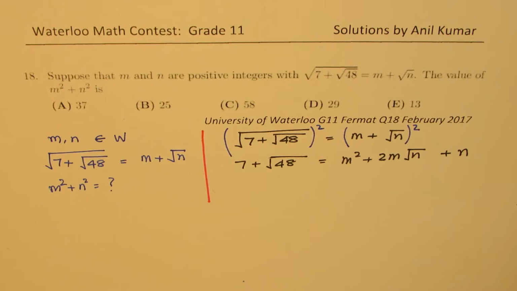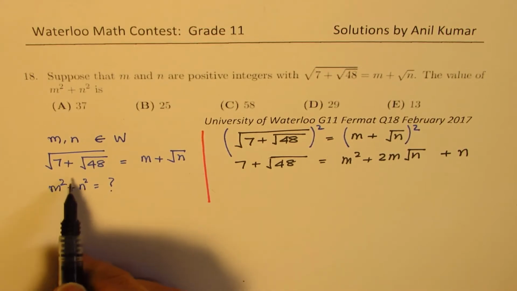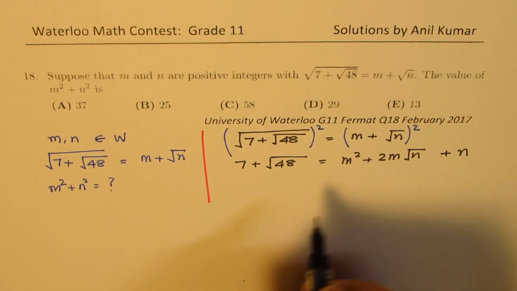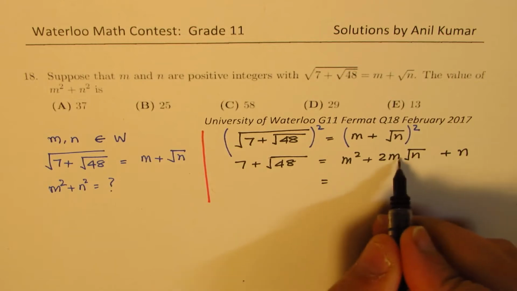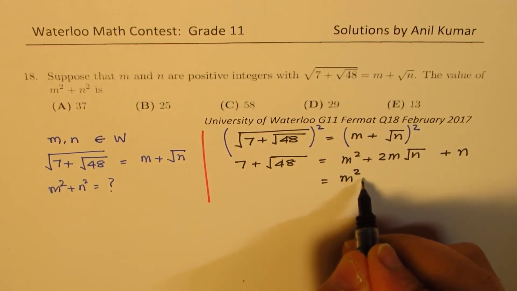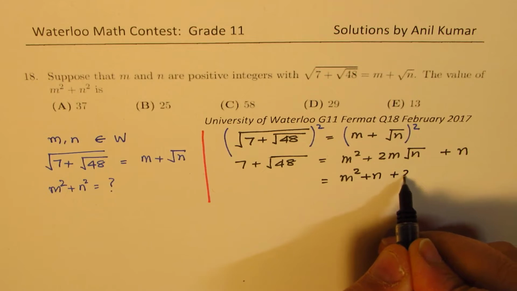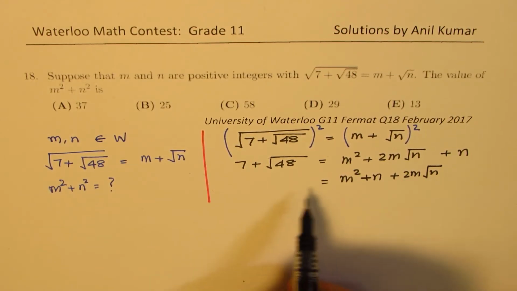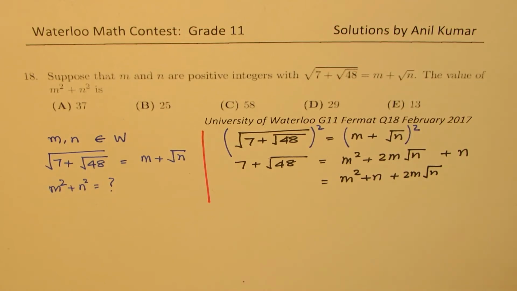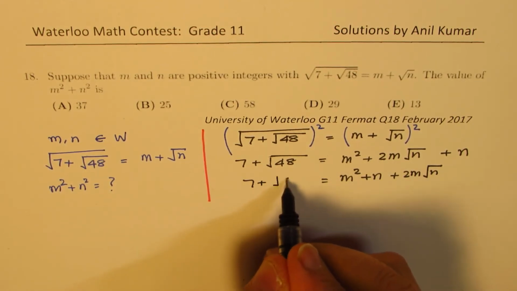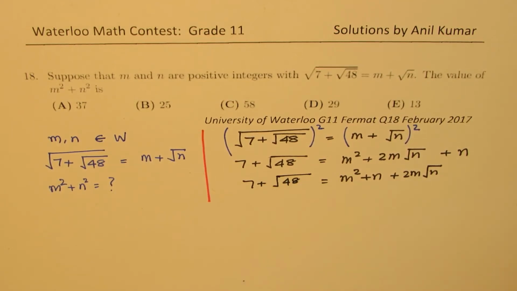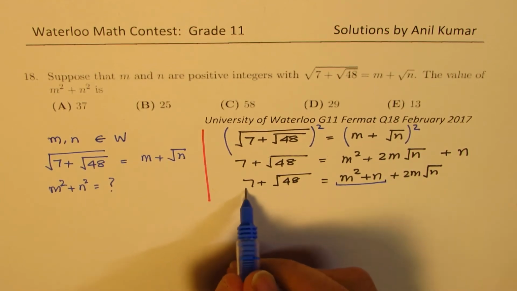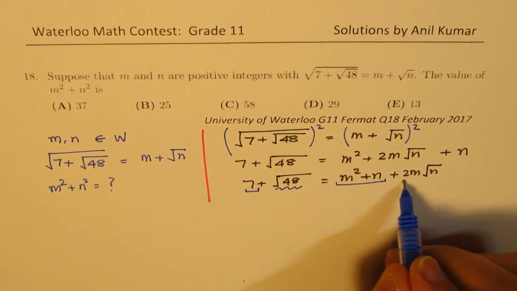Okay. Now, we need to find what m square plus n square is. We get m square plus 2m square root n plus n. Now, let's rearrange this. These are the numbers outside the radical sign. So we can write like this, plus 2m square root n. Now, that means what you could do here, let me rewrite the left side also, square root of 48. See, strategic thinking is very important. We can equate these numbers as equal to 7 and this number as equal to that.